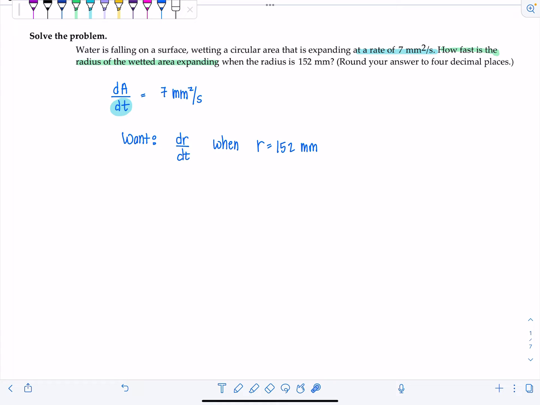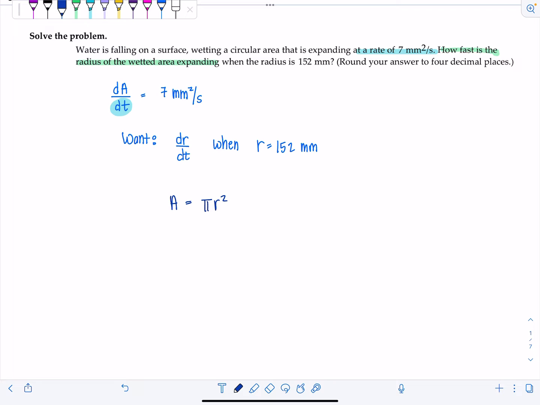So here's where your brain needs to go. You're going to look at the two variables in play, namely area and radius. And in particular, we're dealing with a circular region. So can you think of a formula that relates the area and radius of a circle? Don't worry about any derivatives just yet. Sure, we know one, right? So we know the area of a circle is equal to pi r squared. And the only variables in this equation are A and r, so that's great.